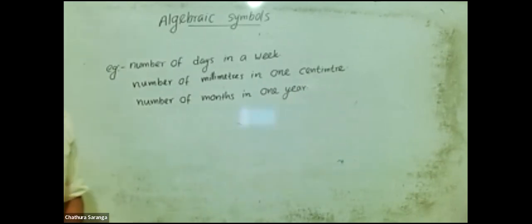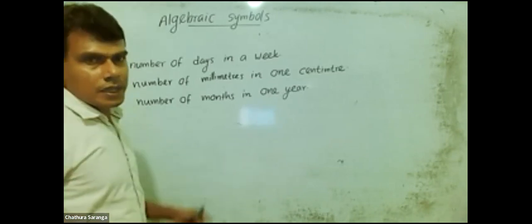Right? Did you write these examples? Number of days in a week, number of millimeters in 1 centimeter, number of months in 1 year. These values we know exactly. Finish that. Okay. Next statement. Are you there? I will erase this.